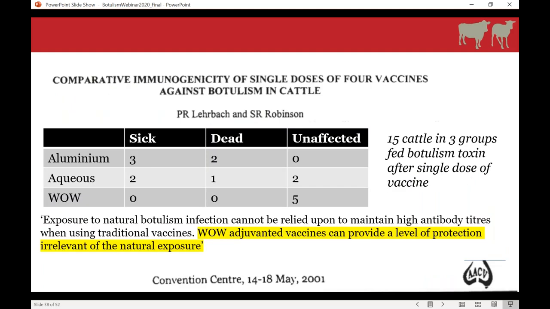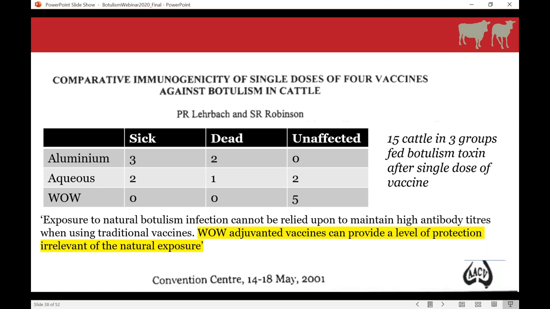And this is a summary of some scientists' work where they were approved to test 15 cattle in three groups, given three different types of vaccines. Each vaccine had a different form of adjuvant in it. So I'll just talk you through what happened here.